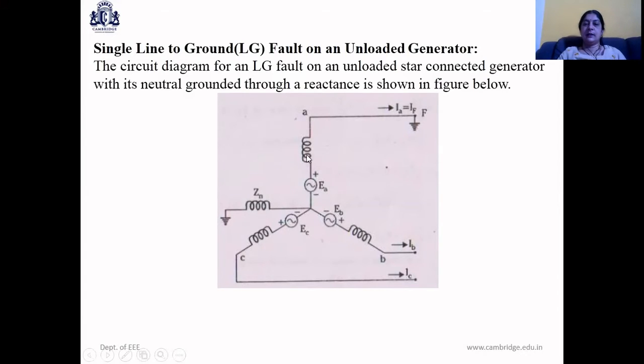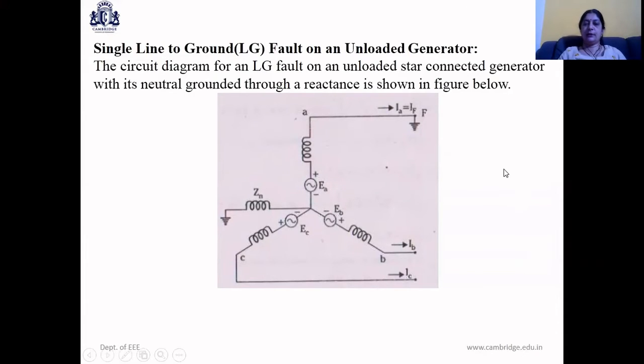Z, Z and Z are the balanced impedances in all the three phases A, B and C of a balanced unloaded synchronous generator, and at its terminals, in only one phase A at point F, the fault has occurred, and the fault has occurred because that particular point F is now grounded. So let's see how this affects the performance of the system.